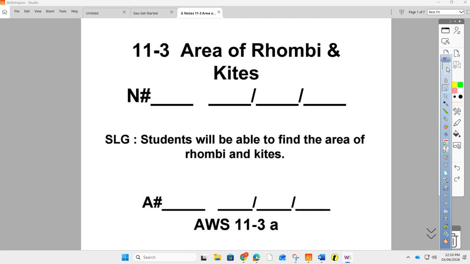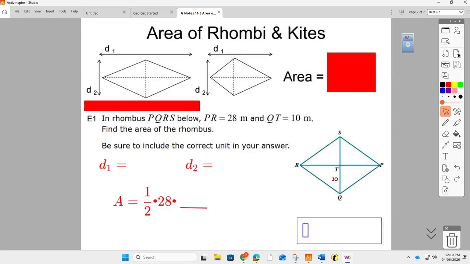Area of rhombi and kites. The formula is not on the reference sheet. Everything is based on the diagonals of a rhombus or a kite, the length of the diagonal. So remember, a diagonal is the length from one angle to the opposite angle. In a quadrilateral, there's always two diagonals.